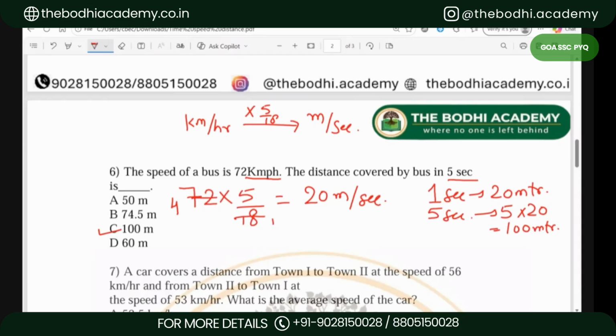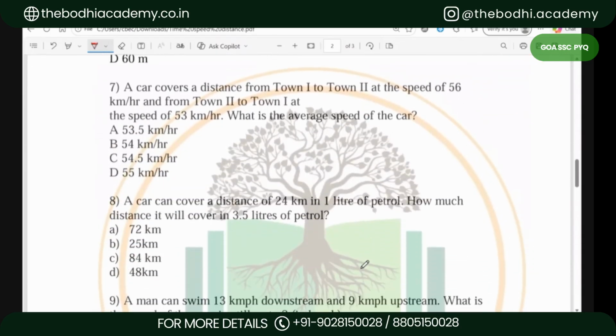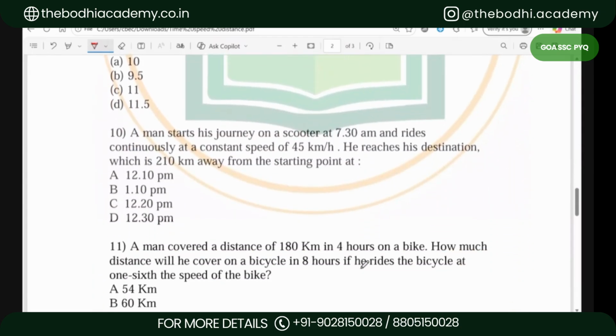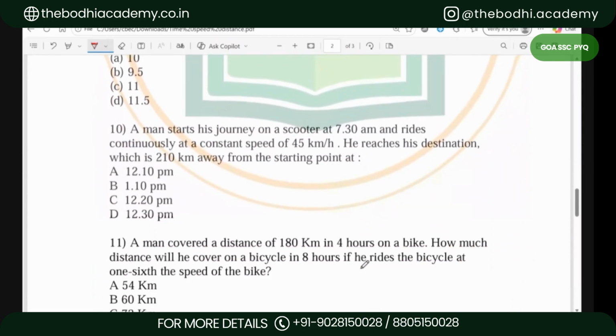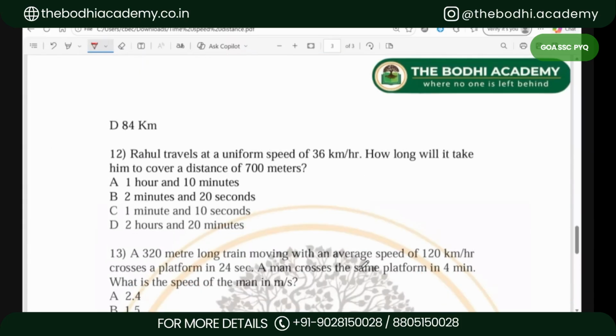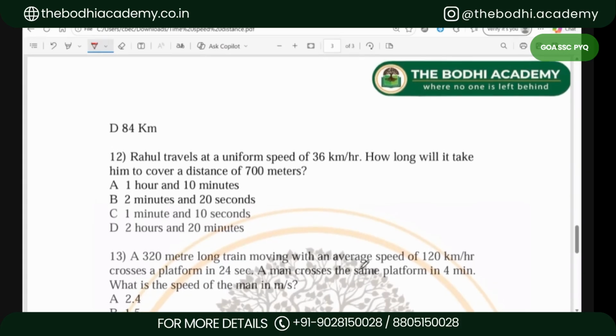This way we have to convert kilometer per hour into meter per second in order to solve a question. Okay, question number 8 is a repeated question. Okay, question number 12. Very good question.